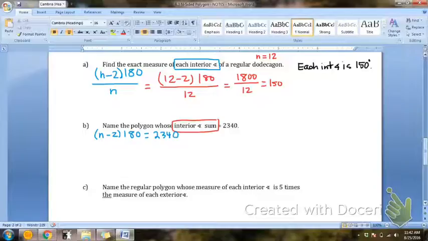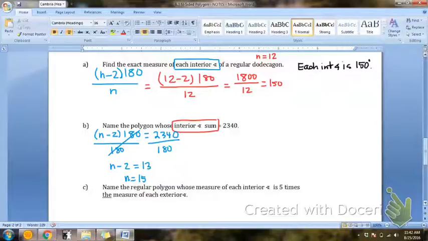I would divide by 180. If you want to distribute the 180, you can. You're going to get the same answer, but it's just more work. So let's divide by 180 first. So we're solving this for n. So we get n minus 2. What do you guys get? 13. So that means n is 15.